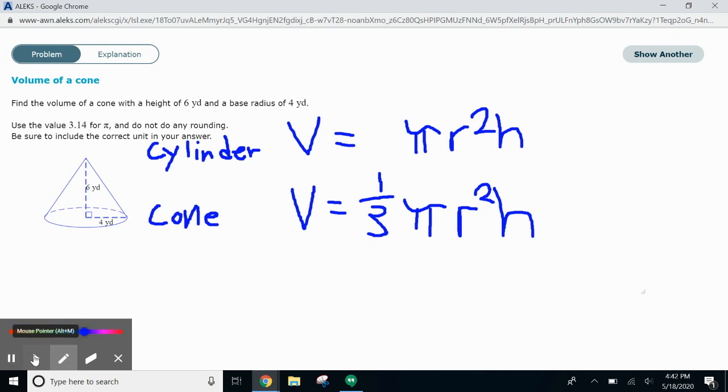So what this means is a cone is 1/3 the volume of a cylinder. If you take a cylinder with these same dimensions, a cone will be the same volume, just 1/3 of it. So 3 cones fit into the same cylinder. As long as their height's the same and the radius is the same, then you can put 3 of these cones together to make one cylinder. So now let's see, we have 6 yards, 4 yards. So 6 is going to be my height, 4 is going to be my radius.